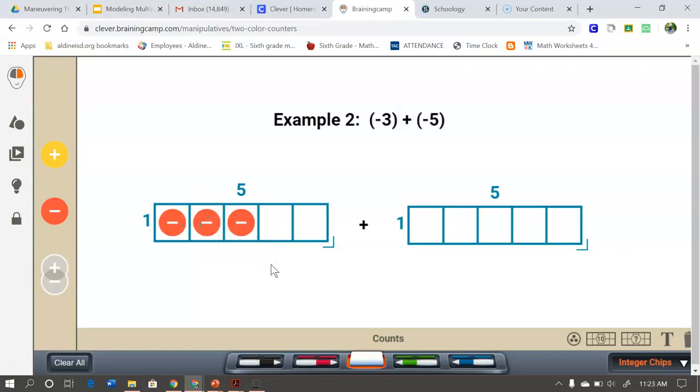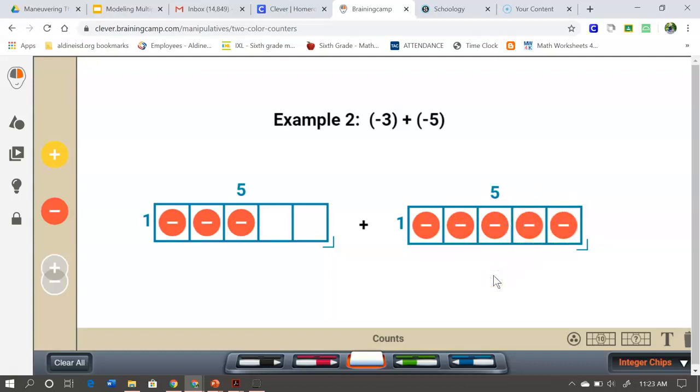Now the second number is negative 5, and we want to represent that here. So I'm going to take another negative, and I'm just going to keep adding until I have a total of 5 red counters.